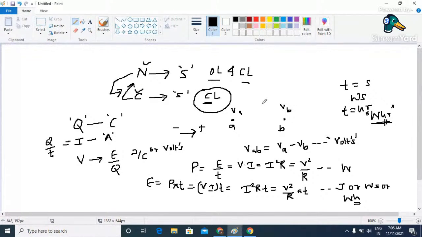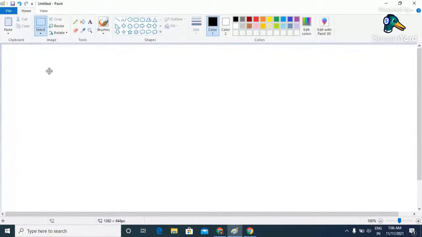Now let us start today's session, where we are going to discuss the fundamental aspects related to different types of elements which are normally available in electrical as well as electronics circuits.